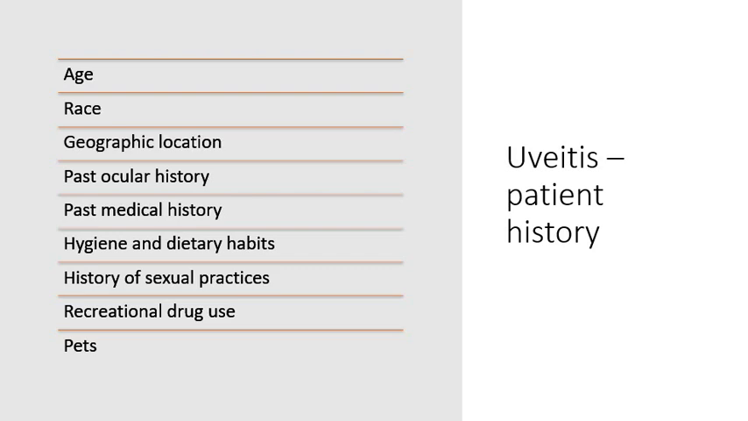Toxoplasmosis is another organism that can be transmitted by cats to people, and so they develop uveitis secondary to that. But you can also acquire toxoplasmosis from undercooked meats or being exposed to or eating soil. Now you're probably thinking, well, I don't eat soil, and most of us don't.